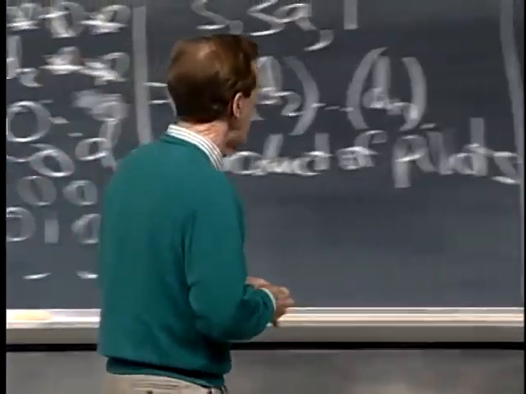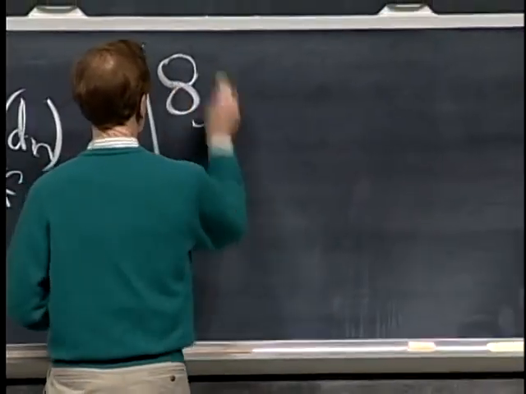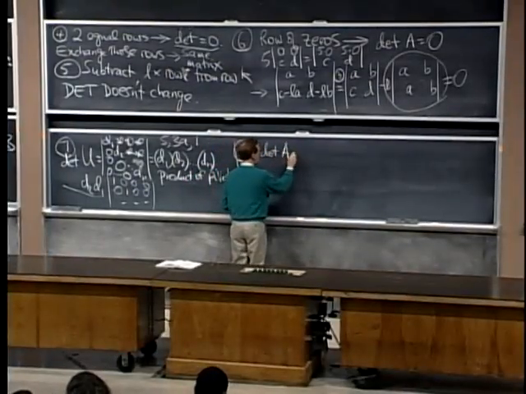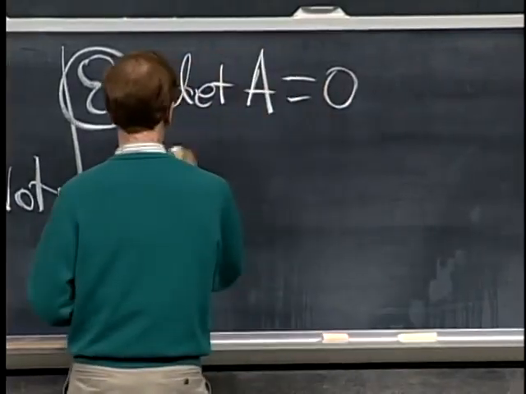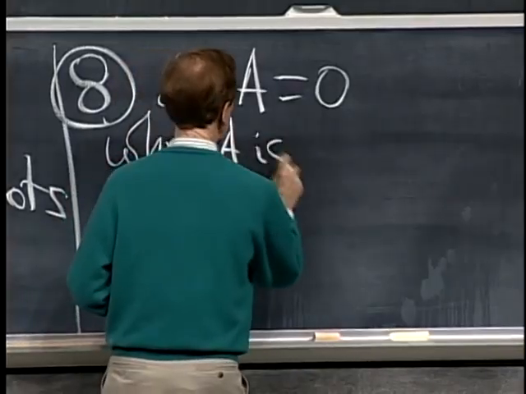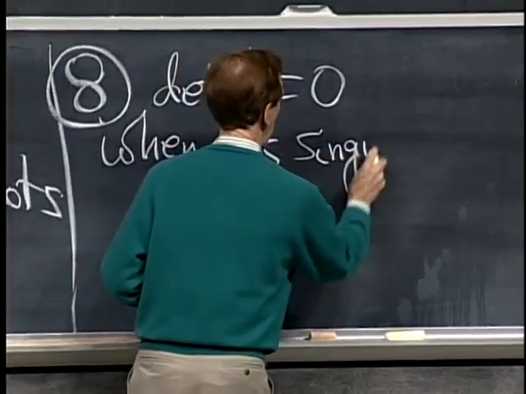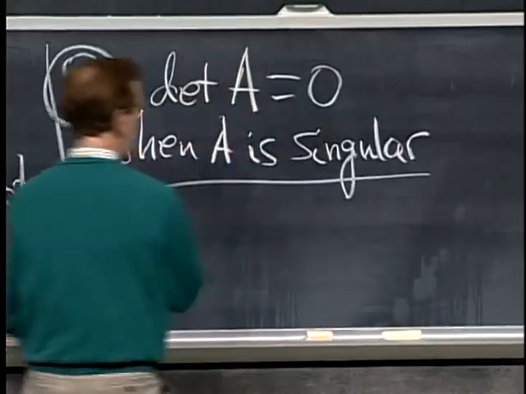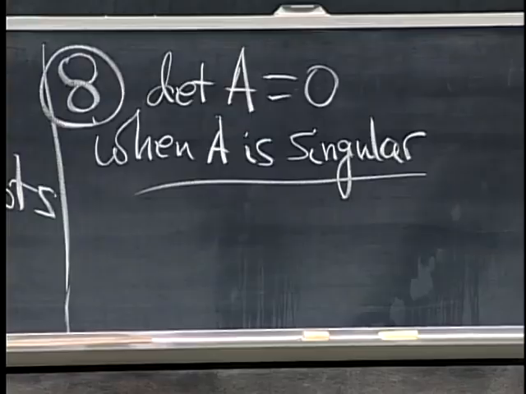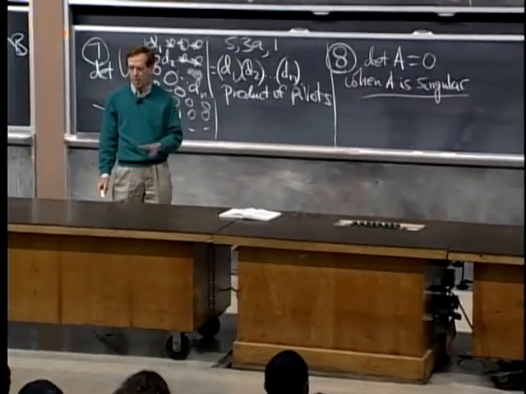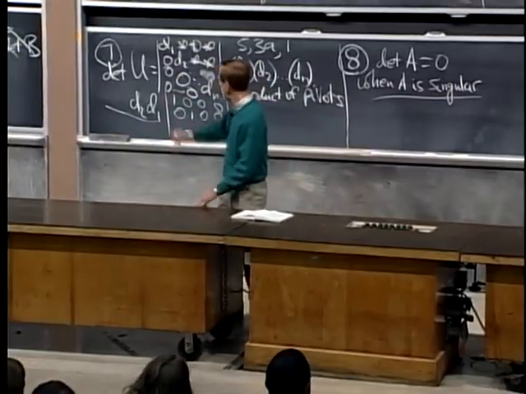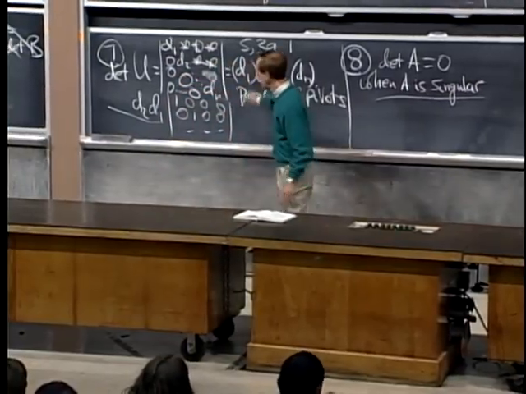In fact, I can now get to the key point, that the determinant of A is 0 exactly when A is singular. And otherwise, it's not 0. So that the determinant is a fair test for invertibility or non-invertibility. Okay, so I must be close to that because I can take any matrix and get there.